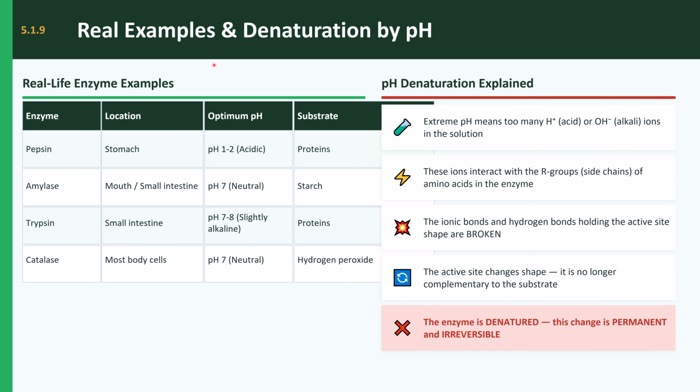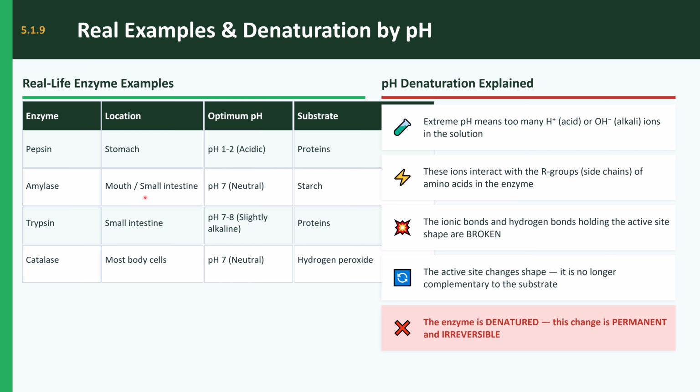Real examples and denaturation by pH. Real life enzyme examples, as we have already discussed in our previous videos. Enzyme pepsin, the location of this enzyme is stomach, optimum pH is pH 1 to 2, it's acidic, and the substrate is protein. Enzyme amylase, location mouth and small intestine, optimum pH 7, neutral, and the substrate is starch.